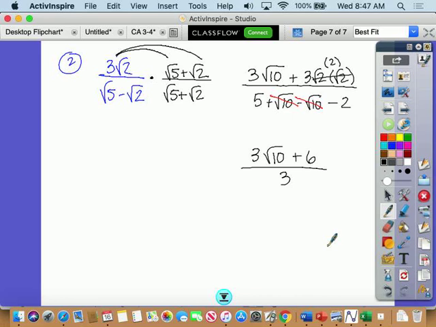Can I simplify that any? Yes. We can divide them all by 3. So 3 square root of 10 divided by 3 is just square root of 10. And 6 divided by 3 is just 2. Do I need to write over 1? No, in fact, that would be wrong. That would be unsimplified. Any questions?